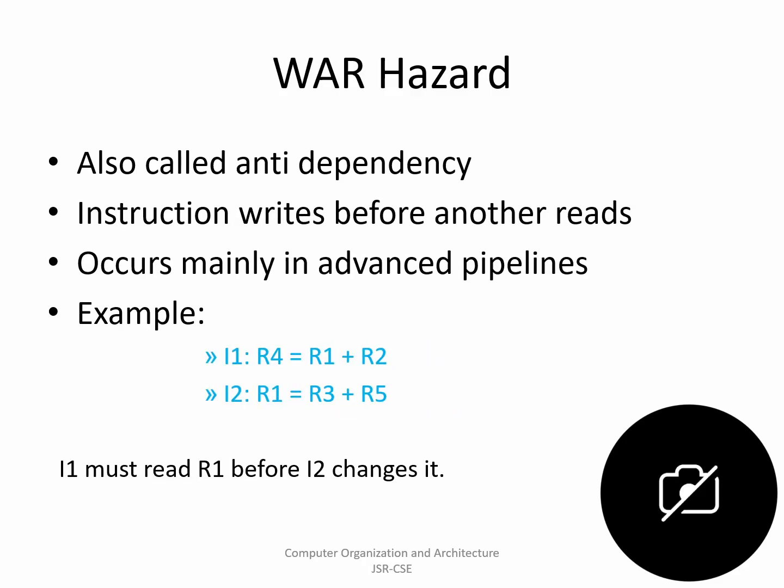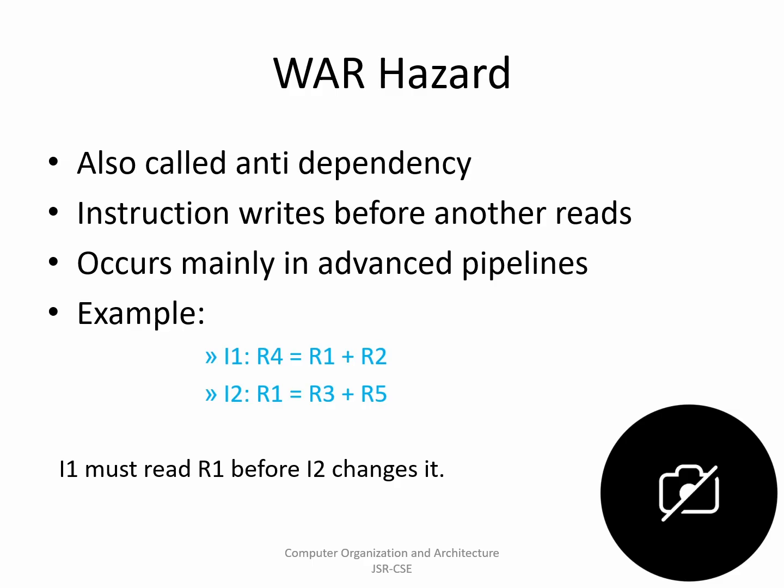Next, write after read hazard. It is also called anti-dependency. An instruction writes before another instruction reads the same data. This occurs mainly in advanced pipelines. For example, instruction 1 uses the registers R1 and R2 to add and store the result in R4. But instruction 2 adds R3 and R5 and writes the result to R1.